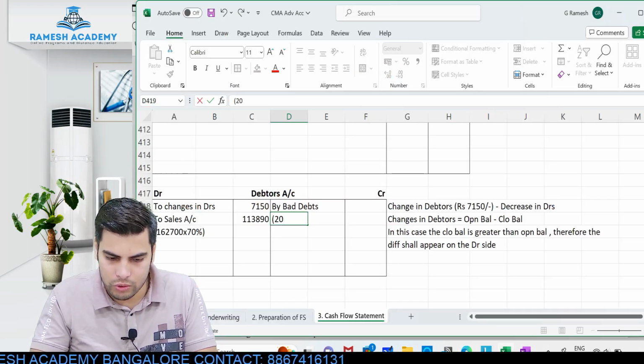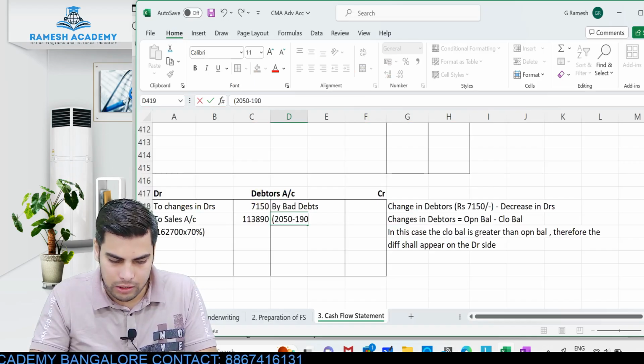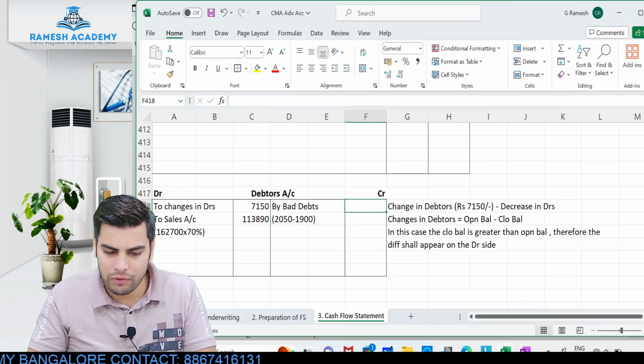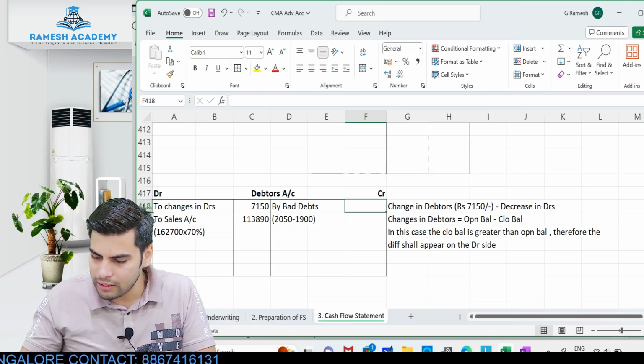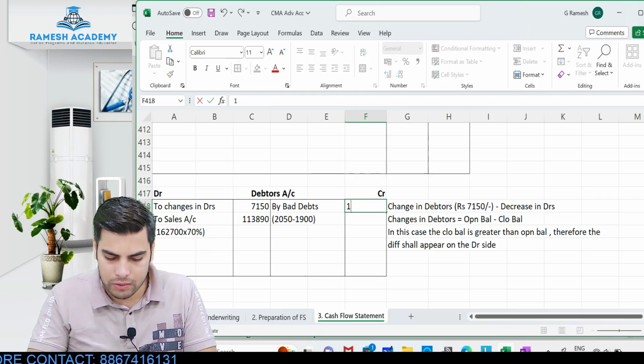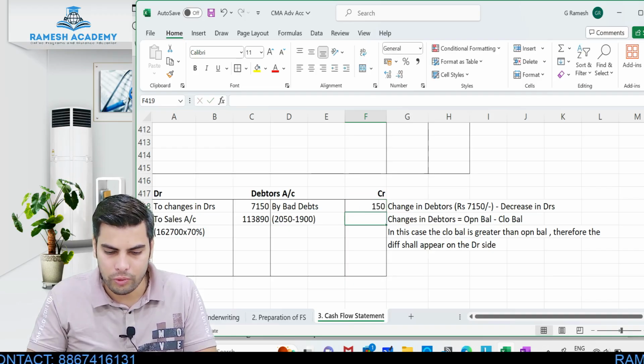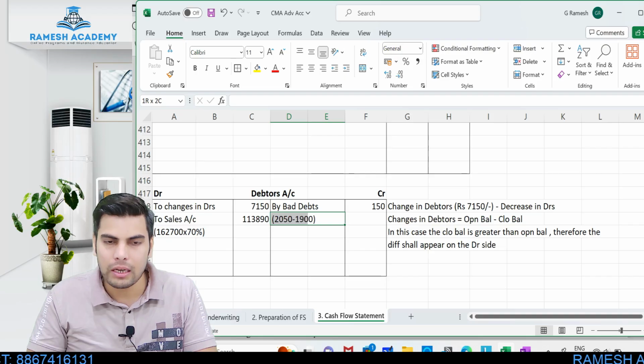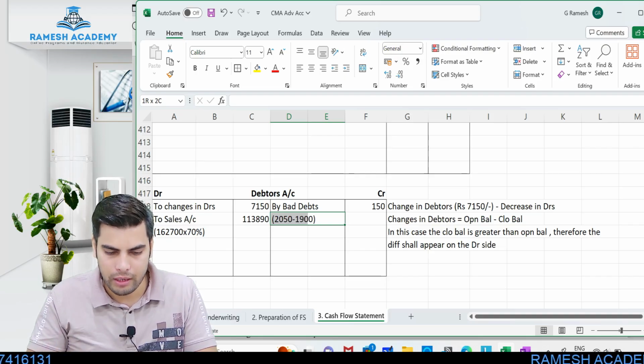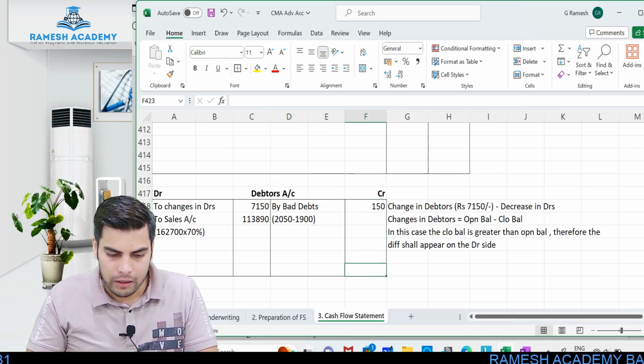So what I'll do is 2,050 minus 1,900, as there is a decrease to the extent of 1,900. So how much do we get? The net amount, the actual bad debts which I'll be giving effect to in the debtors account, would be 150. The remaining 1,900 will be adjusted from the provision. Clear? So 150 rupees.